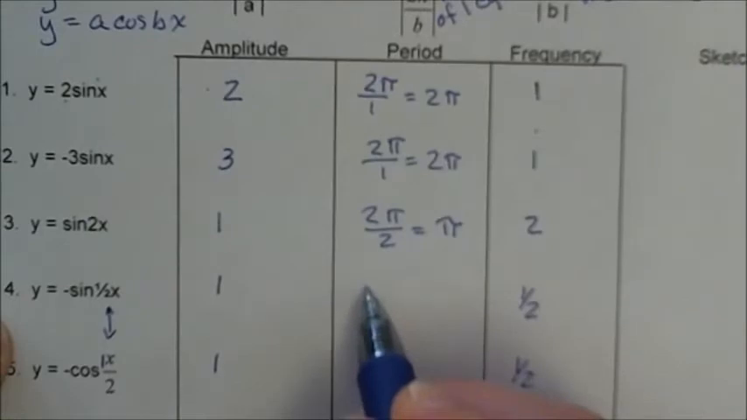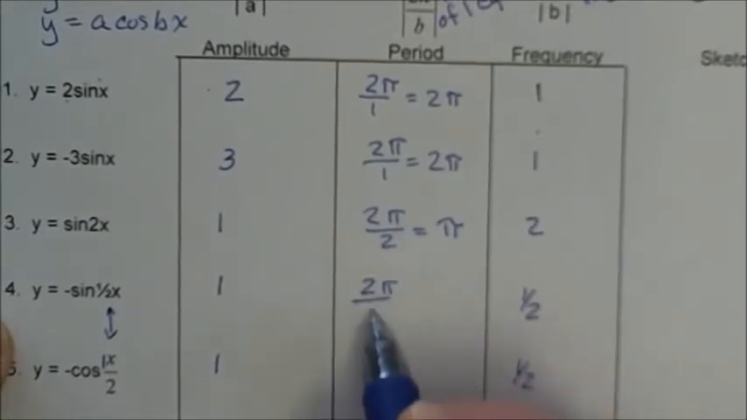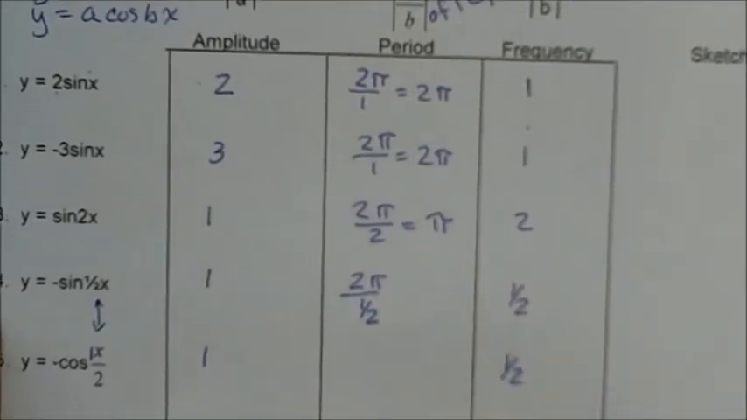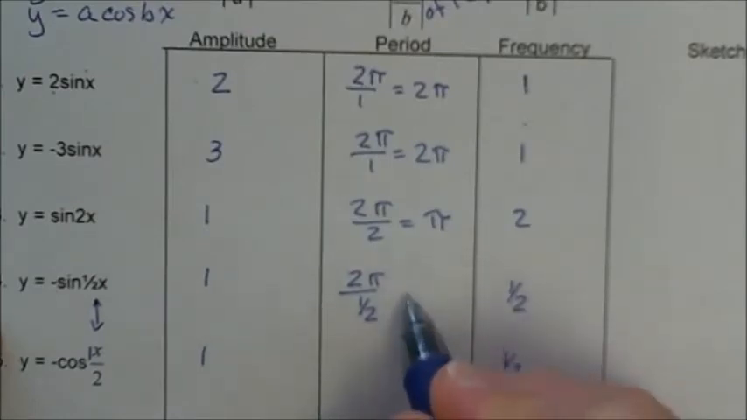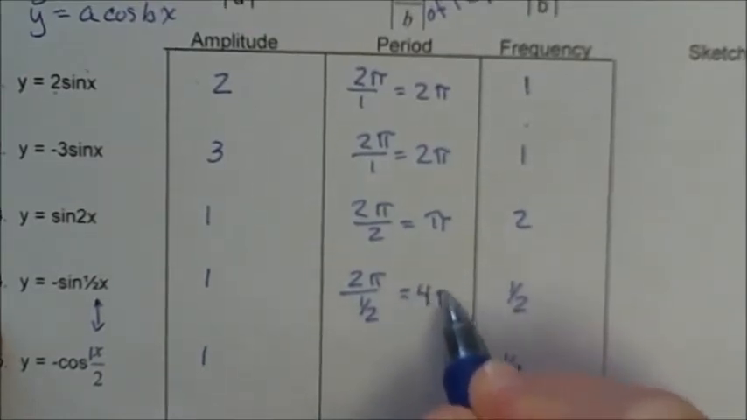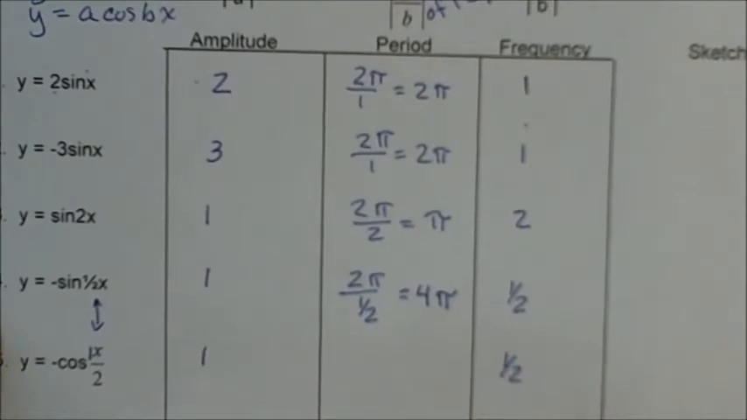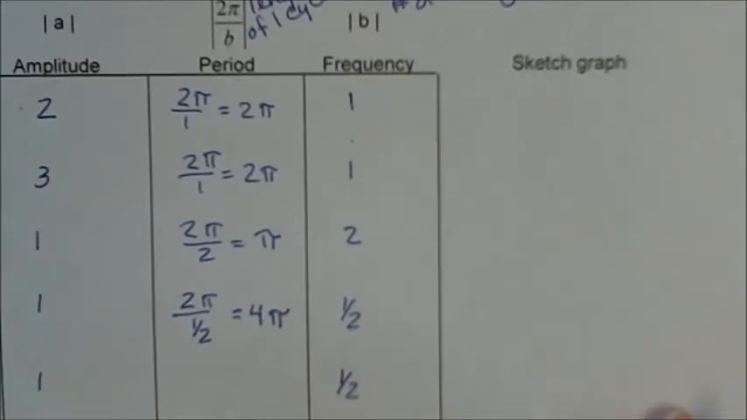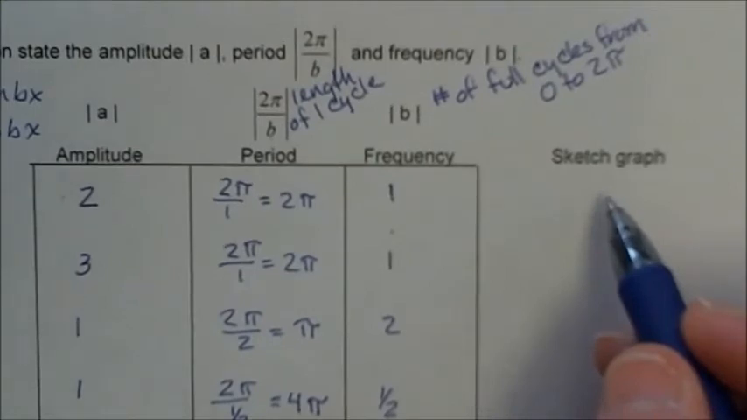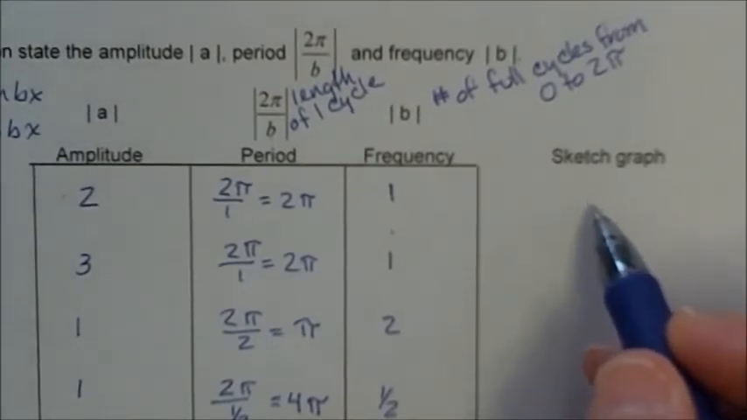And number 4, 2 pi divided by our b value of 1/2. Dividing by 1/2 is the same as multiplying by the reciprocal. So if we multiply by 2, 2 pi multiplied by 2 is equal to 4 pi. Okay, now before I continue completing the period for cosine for 5, 6, and 7, let's look at sketching graphs for numbers 1 through 4.